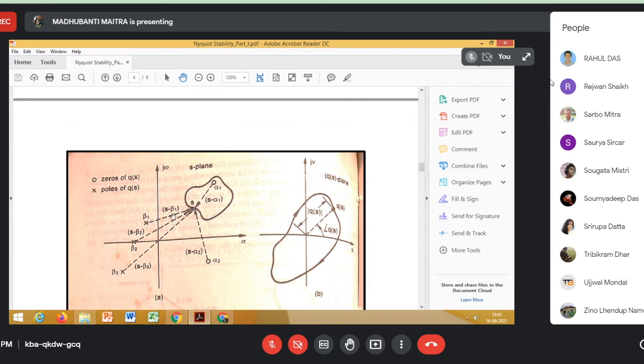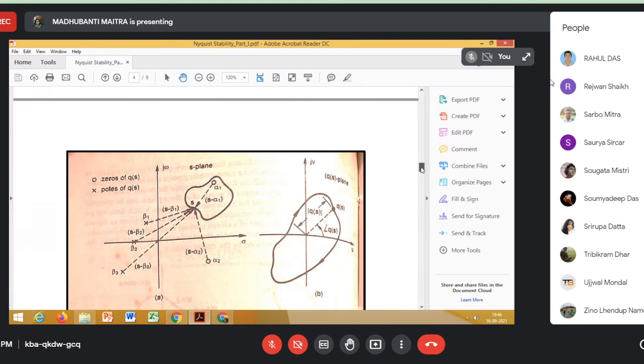Now let's construct all these phasors. If I represent it in a general form, this phasor will be S minus B1. This phasor is S minus B2. This phasor is S minus B3. This is S minus alpha 1, and this phasor is S minus alpha 2, and this phasor is S minus alpha 1. Clear? Yes, ma'am.